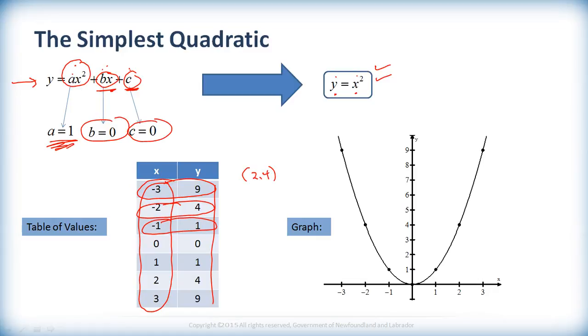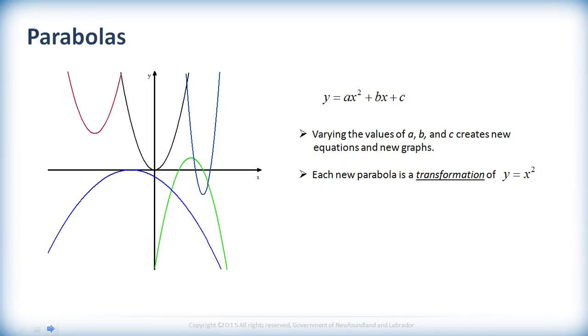And if we plot all of those ordered pairs, there's the point that we get when we go over 2 for x and up 4 for y. We get this graph if we were to plot as many as possible. And this graph is called a parabola. So we get this sort of U-shaped graph. It's symmetric, so it's identical on both sides for the simplest quadratic. Okay, and that's what we call the simplest parabola.